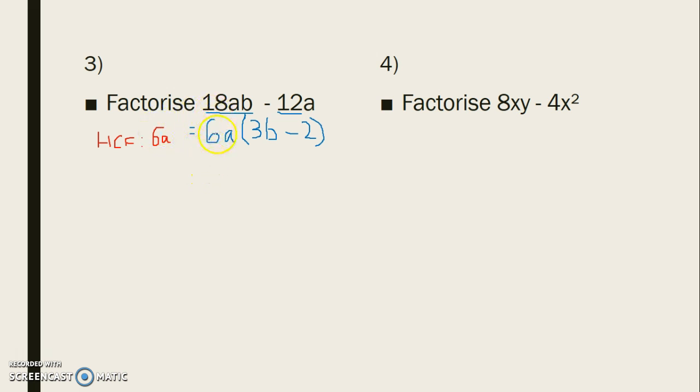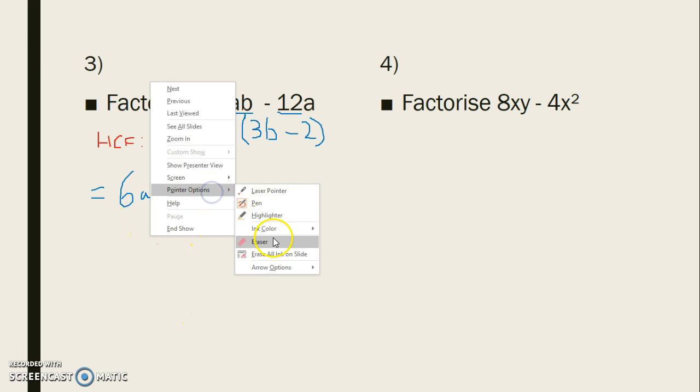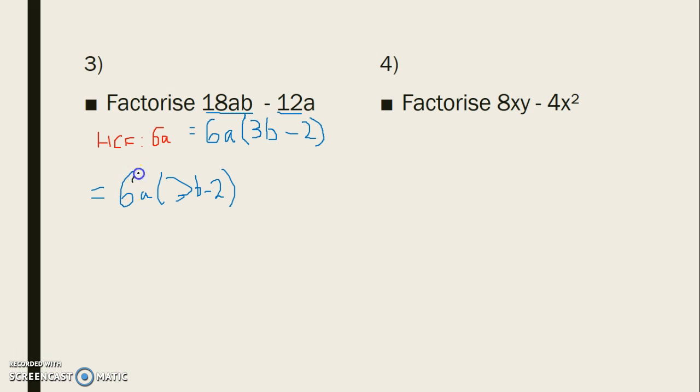So if we factorize 18ab minus 12a, you're going to get 6a bracket 3b minus 2. That's the final answer: 6a, and then 3b minus 2. Because if we go back and expand this bracket, expanding it will be 6a times the 3 will give you the 18ab, and the 6a times the minus 2 will give you your minus 12a. Going back to where we were at the very start.